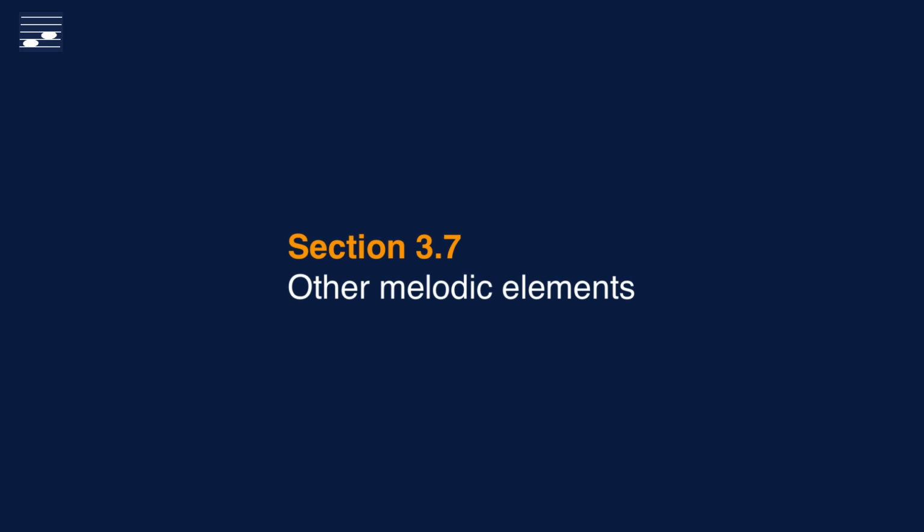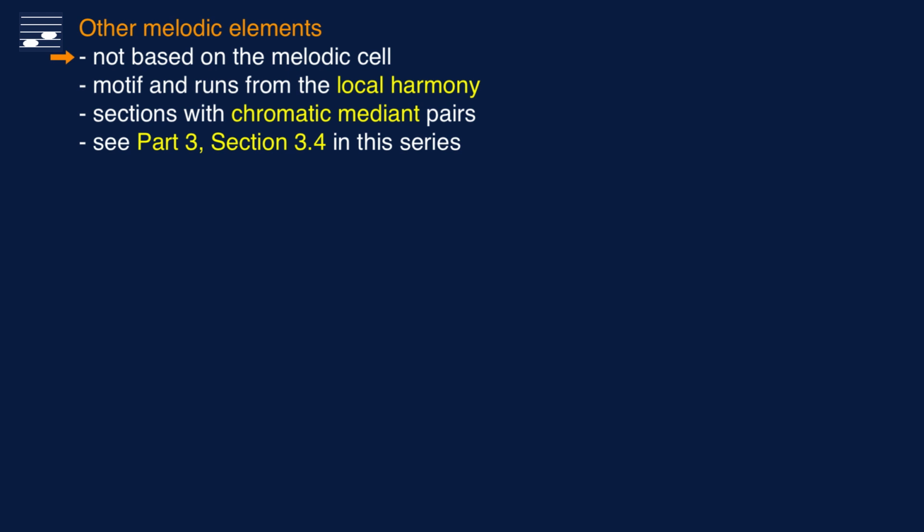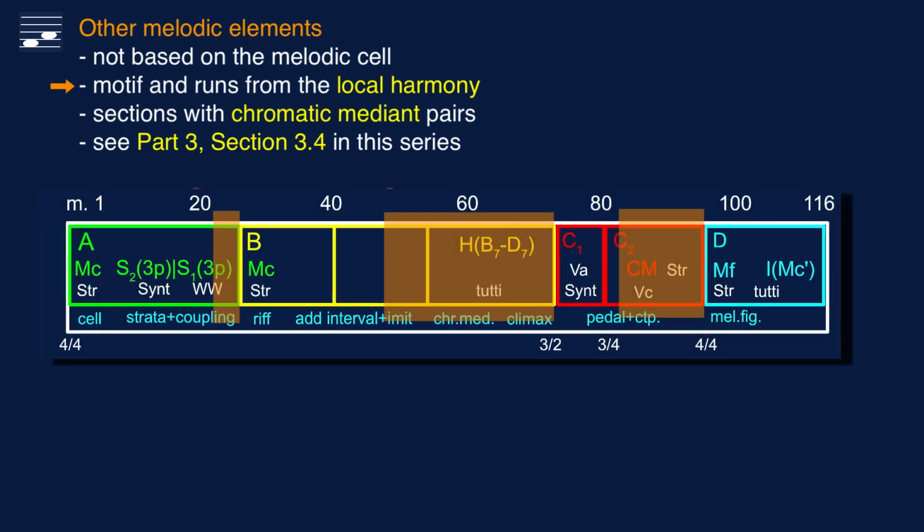Occasionally, in the example composition, I've used free melodic elements, that is, not derived from the core melodic cell. At some places in the piece, you'll find motifs and runs derived from the local harmony instead. That's the case in the phrases where I've used chromatic median pairs in the harmony, a subject discussed in part 3 from the series. There you'll hear the resulting texture, background harmony and foreground melodic material.